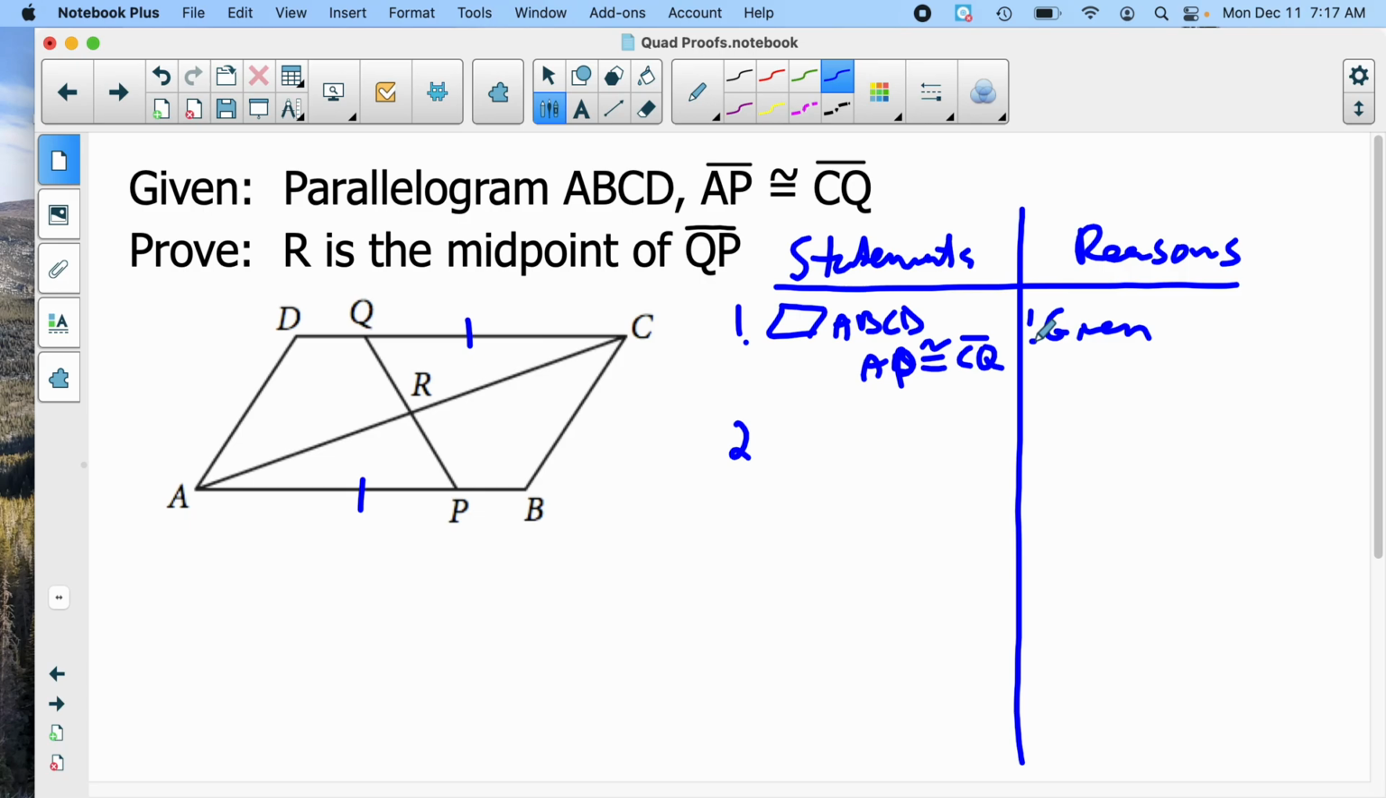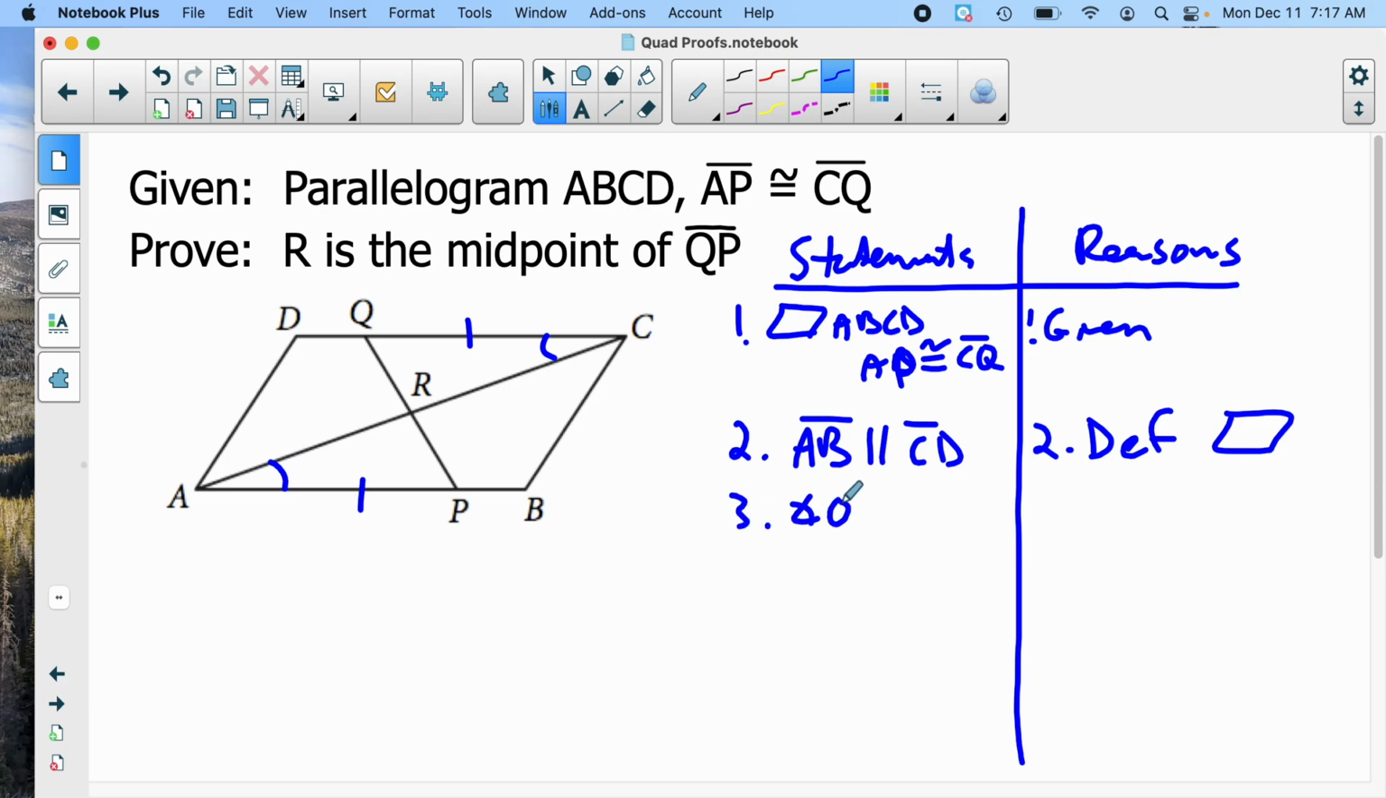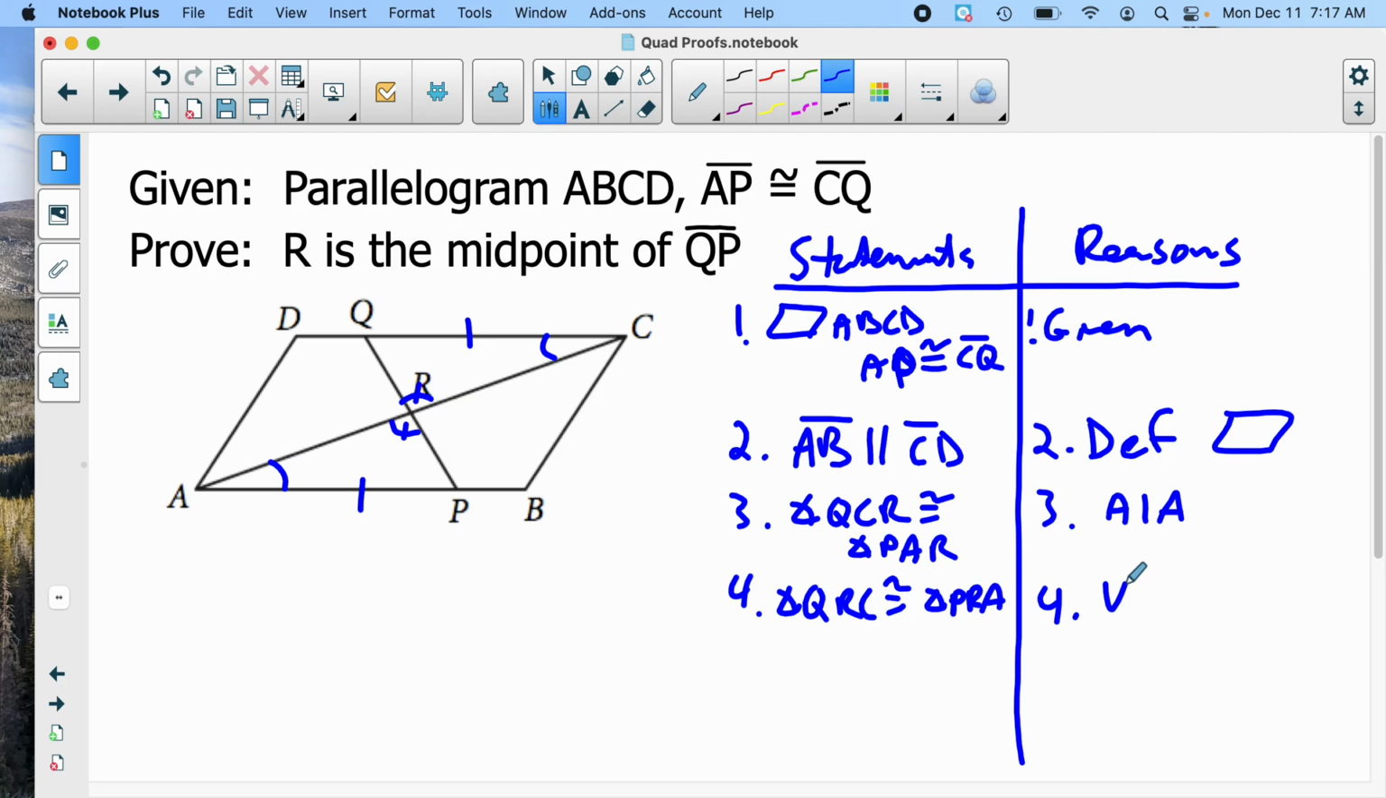So because it's a parallelogram, I know opposite sides are parallel, and that can give me a pair of alternate interior angles. So I'm going to first say that AB is parallel to CD, and that's by the definition of a parallelogram. And then I'm going to say that angle QCR is congruent to angle PAR, and that's going to be true by our AIA conjecture. Remember vertical angles? Angle QRC congruent to angle PRA, true by the vertical angle conjecture.